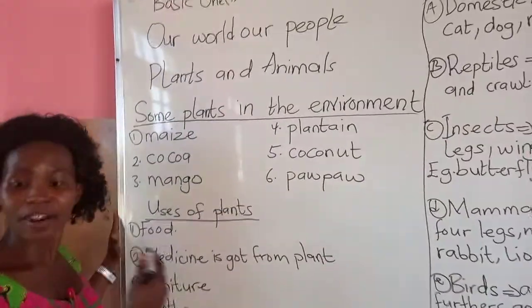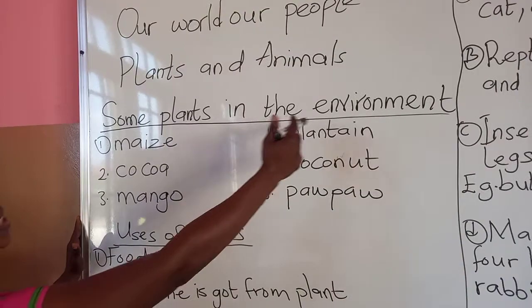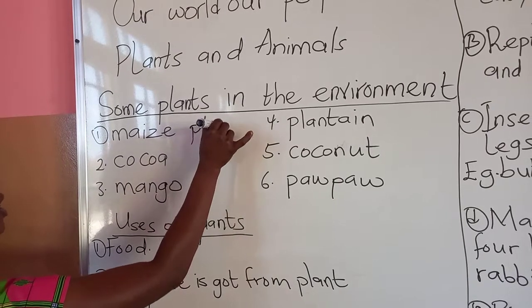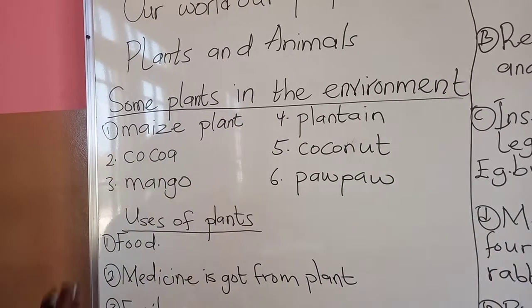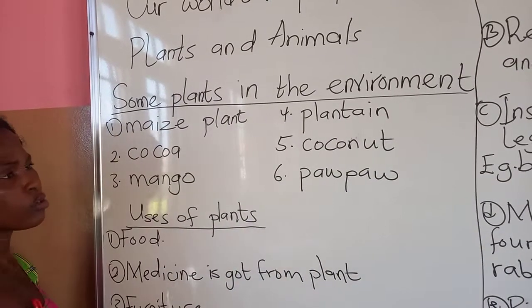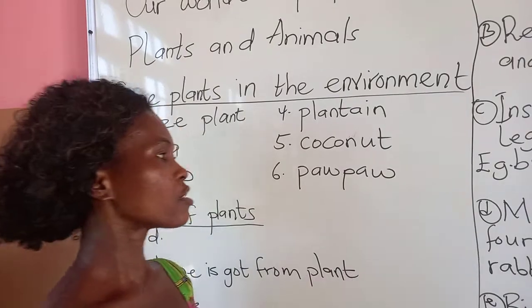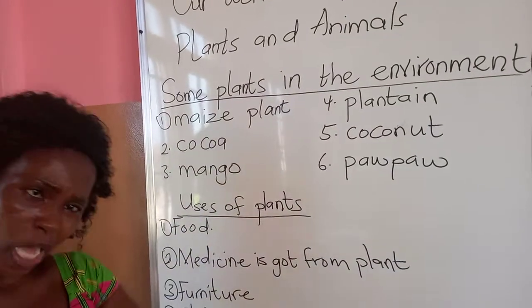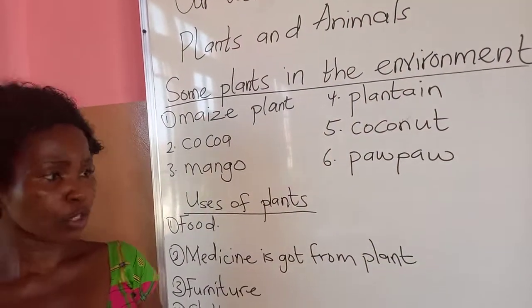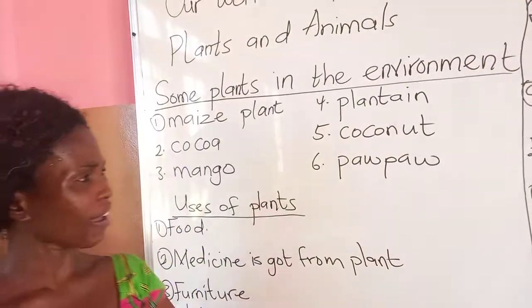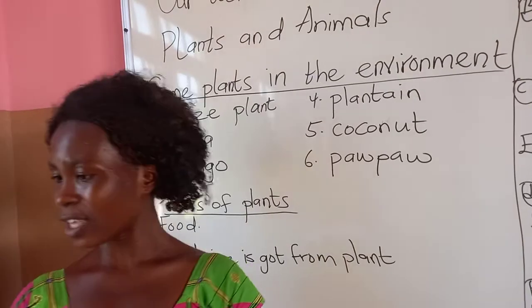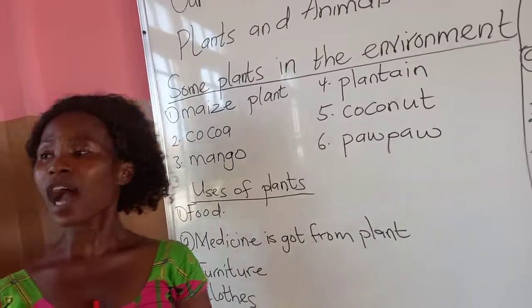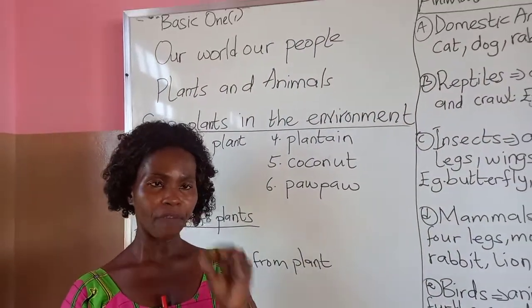These are a few that I have written down. Some plants from the environment. We have the maize plant, or you call it just maize. We also have the cocoa, mango, plantain, coconut, and pawpaw. All these are plants in the environment. You can also name some. Shea butter. We also have our flowers, the cassava plant, the yam plant. All these are plants in the environment. Sometimes some of them beautify our environment. These are nice flowers with nice scents.